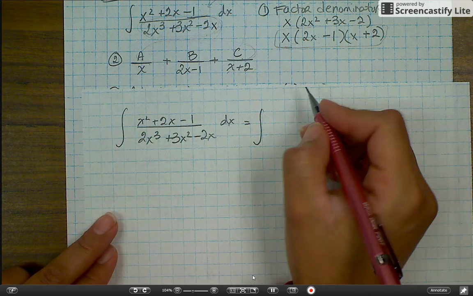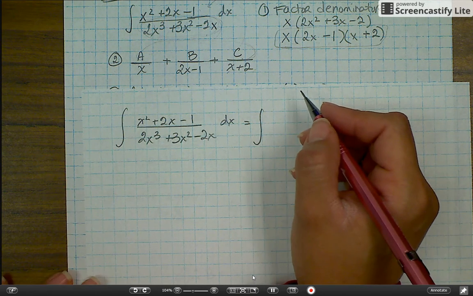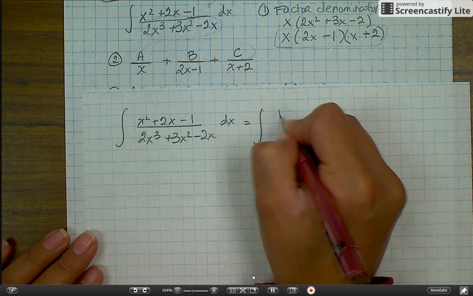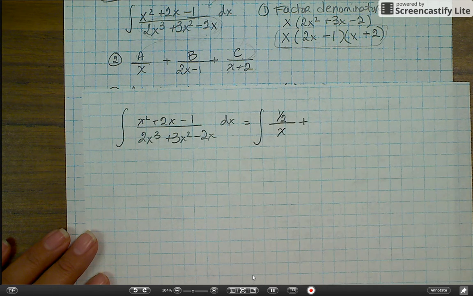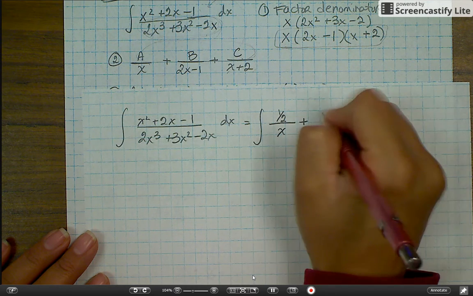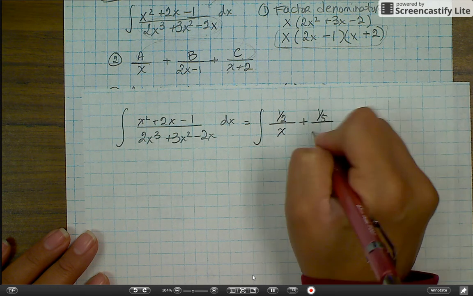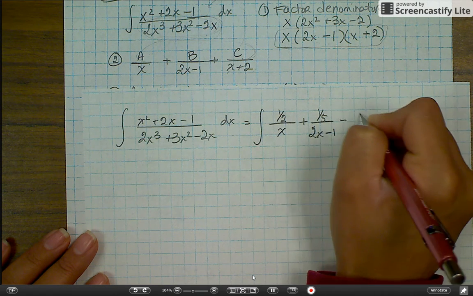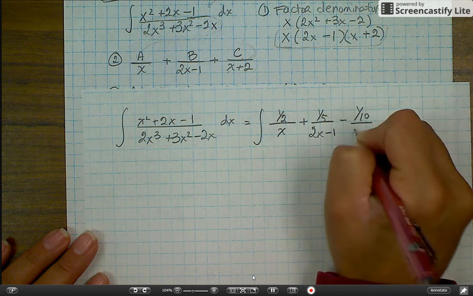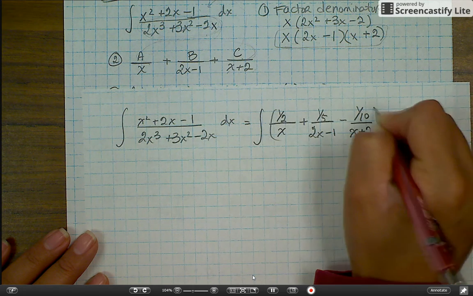What was our a, guys? 1/2 or negative 1/2? 1/2. So 1/2, and a was over x, plus our b was 1/5, all over 2x minus 1, and our c was negative 1/10, all over x plus 2, all of this dx.